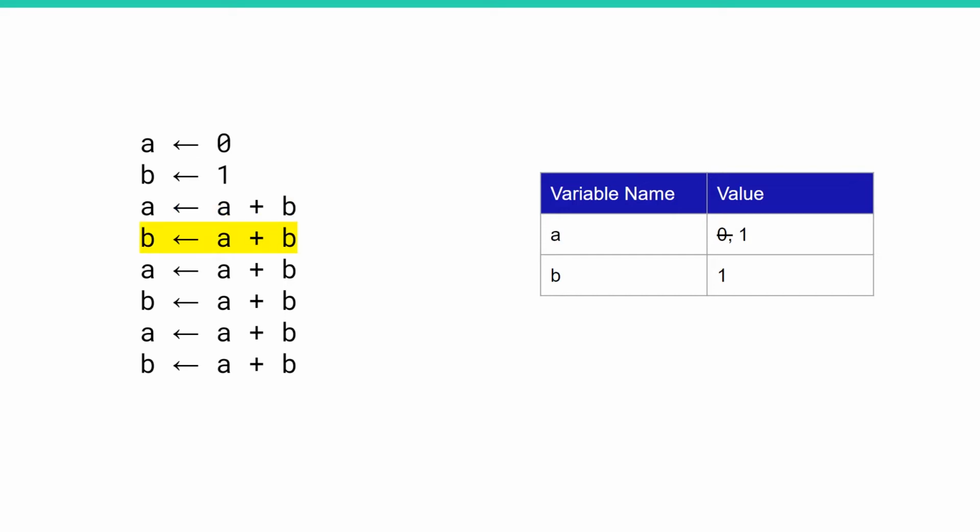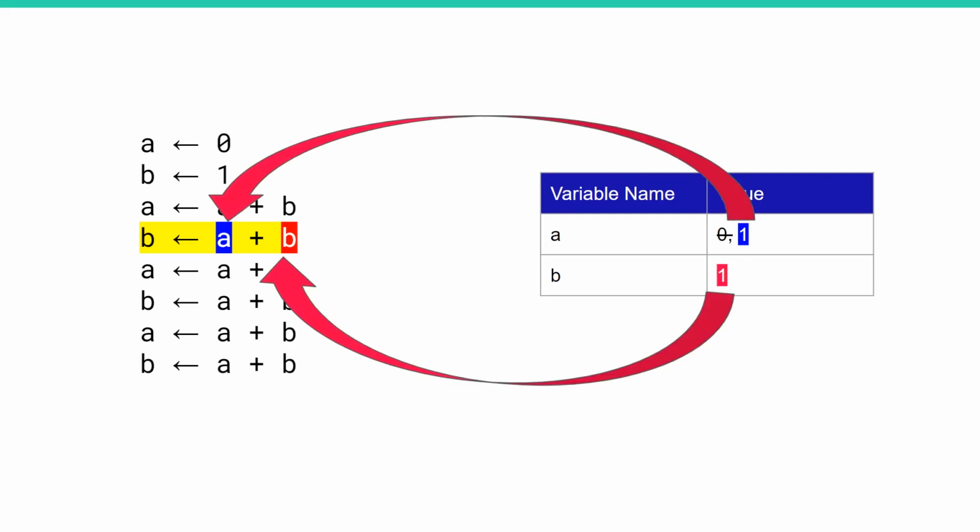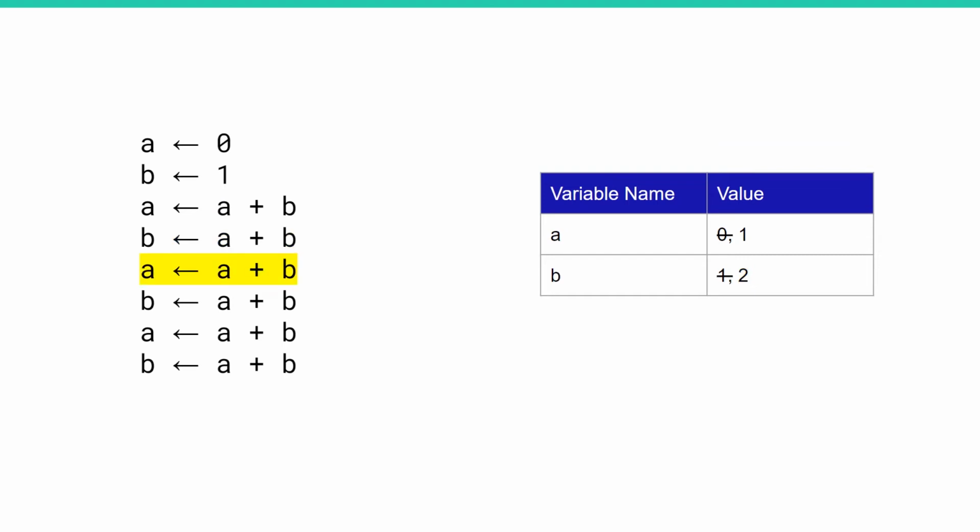In the fourth line, we do exactly the same expression, except we are now assigning the result into b. So we look at a, which is now 1, the current value for b, which is 1. We add them together, which gives us 2, and we assign that into the b variable. We repeat for the next line, and this is where we see the usefulness of the trace table, because we are always keeping track of the current value of each variable.